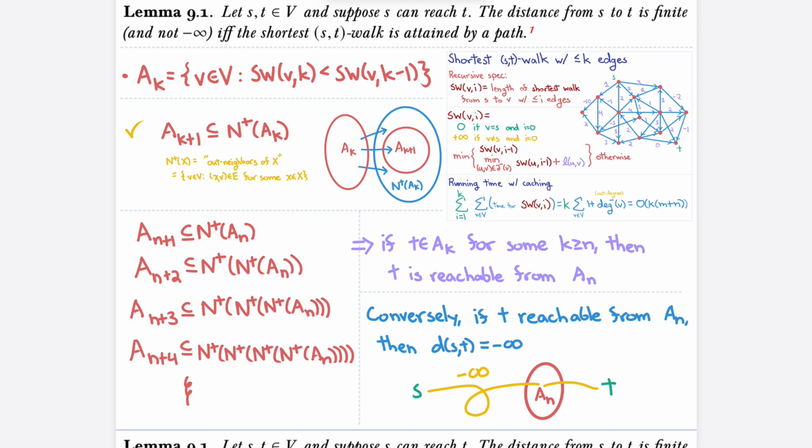So just that one observation, and then we unroll it all the way through, starting from A sub n. That shows you that there must be some kind of connection.